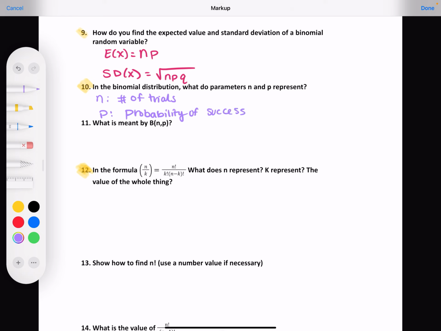And then I know it's not on here, but Q is what? Failure. Okay, probability of failure.